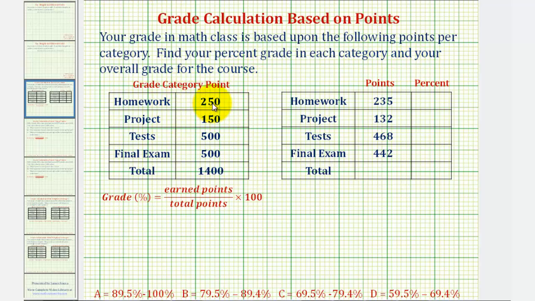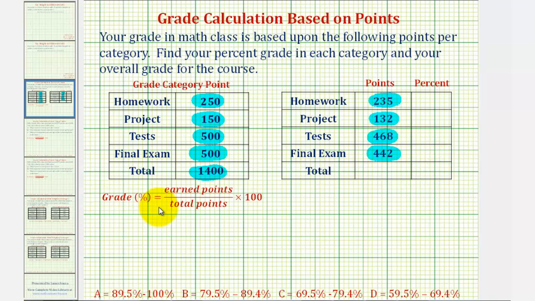So looking at this first table, notice how the course has a total of 1,400 points, where 250 points are earned from homework, and you've earned 235 points. 150 points are earned from the project. You've earned 132 points. 500 points are earned from tests, in which you have earned 468 points. And there are 500 points earned from the final exam, in which you have earned 442 points. So we'll start by finding the percent grade on each category, and then find the overall grade in the course.